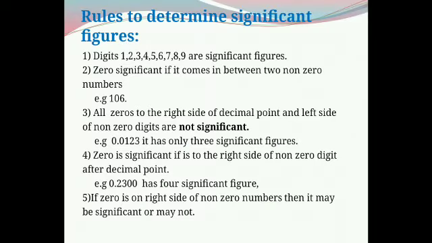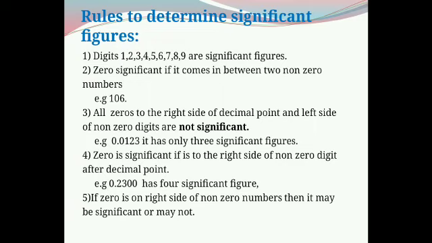Then we see the rules to determine the significant figures. There are some rules for determining significant figures. The first rule is: digits 1, 2, 3, 4, 5, 6, 7, 8, 9 are significant figures, or all non-zero digits are significant figures. The second rule is: 0 is significant if it comes in between two non-zero numbers.